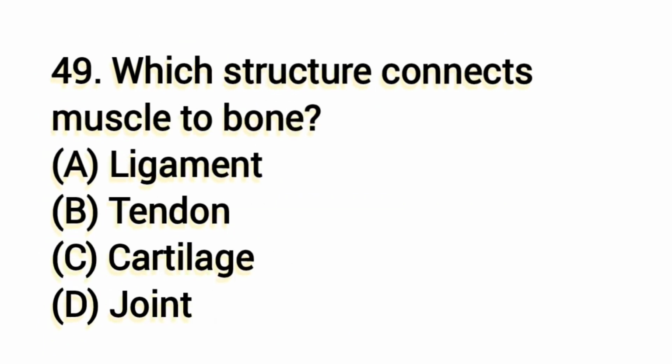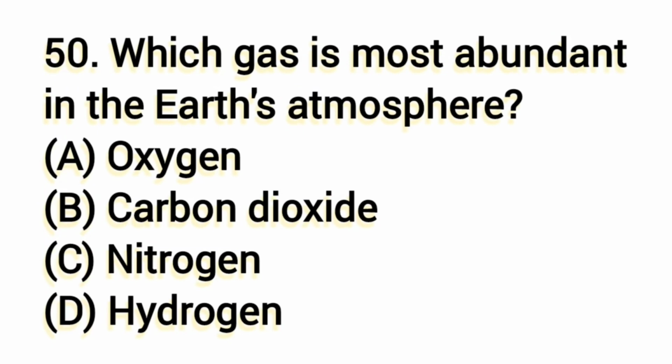Lysosome. 49. Which structure connects muscle to bone? A. Ligament. B. Tendon. C. Cartilage. D. Joint. Answer is B. Tendon. 50. Which gas is most abundant in the Earth's atmosphere? A. Oxygen. B. Carbon dioxide. C. Nitrogen. D. Hydrogen. Answer is C. Nitrogen.